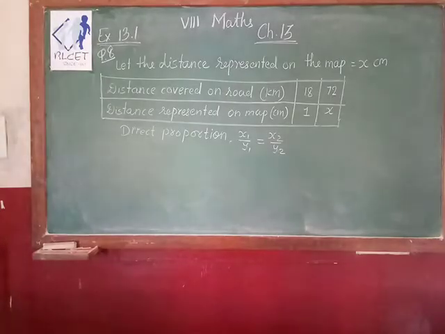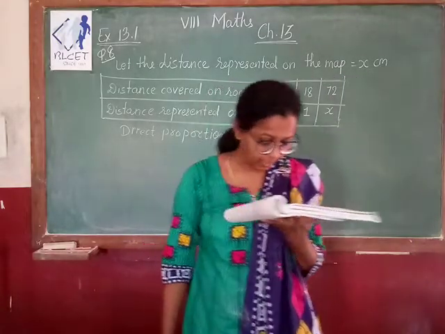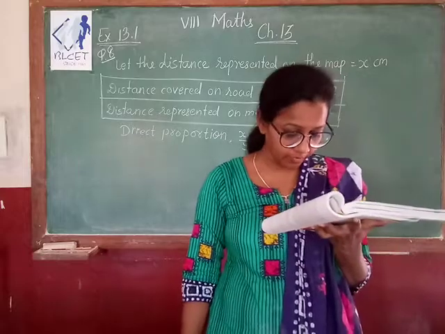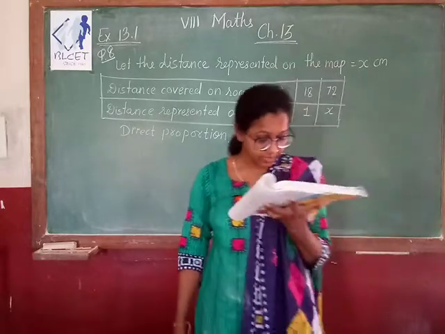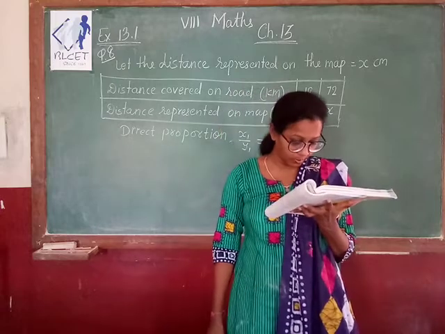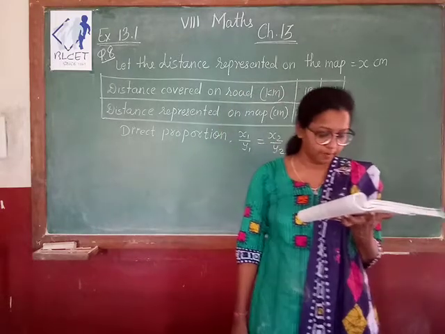Let's move on to the next question. Question number 8. Rashmi has a road map with a scale of 1 centimeter representing 18 kilometers. She drives on a road for 72 kilometers. What would be the distance covered in the map?